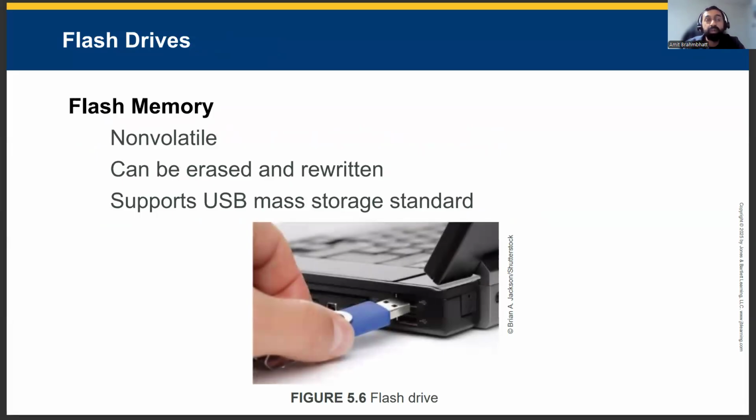Flash drives. Flash memory is non-volatile, can be erased and rewritten, and supports the USB mass storage standard. Thumb drives use the USB mass storage standard for plug and play. That's why your files show up like a regular disk on almost any computer.